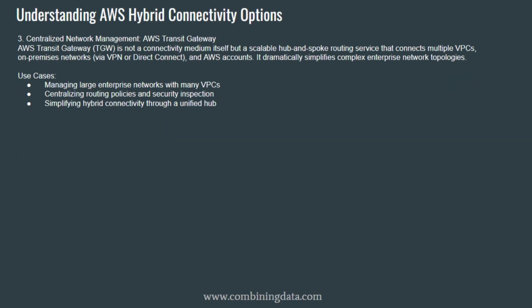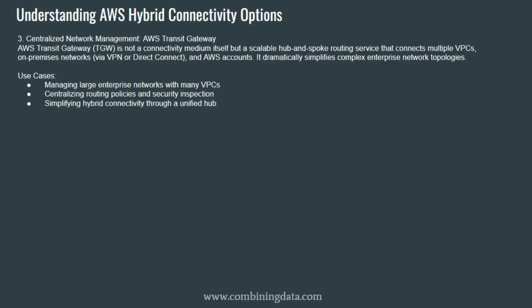Now let's talk about centralized network management using AWS Transit Gateway, often called TGW. As cloud environments grow, organizations usually end up with many VPCs, sometimes across multiple AWS accounts and regions. If each VPC connects directly to every other VPC, the network quickly becomes complex, hard to manage, and difficult to secure. This is where AWS Transit Gateway comes in.